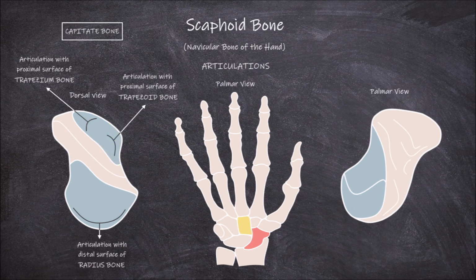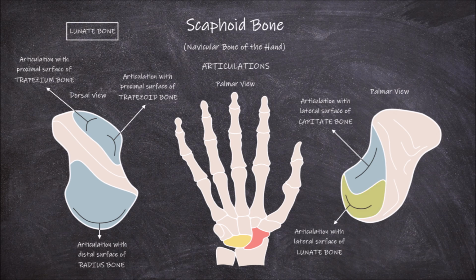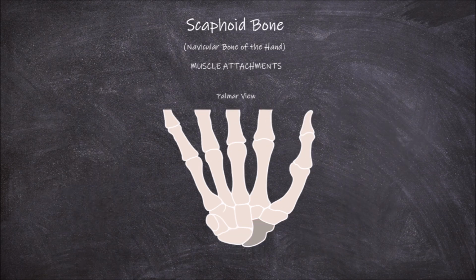The concave facet on the medial surface of the scaphoid bone articulates with the facet on the lateral surface of the capitate bone. The fifth articulation is with the lunate bone. The semilunar facet on the medial surface of the scaphoid bone articulates with the facet on the lateral surface of the lunate bone. What about the muscles that attach to this bone?